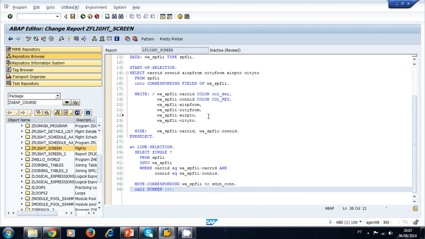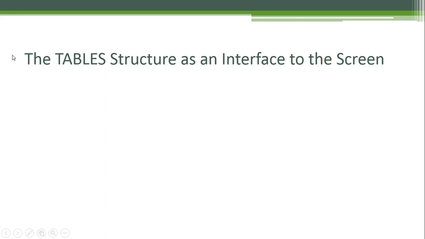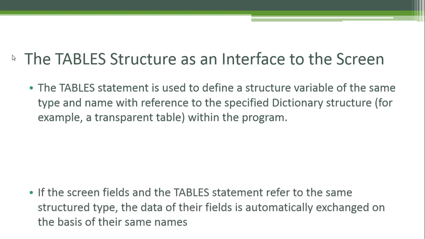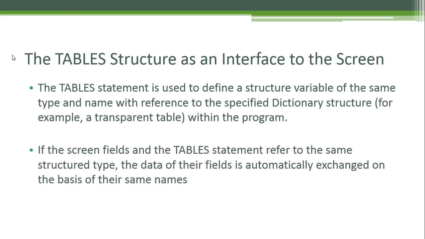Let me tell you a little bit about the tables ABAP statement. The table structure serves as an interface to the screen. The tables statement is used to define a structure variable of the same type and name with reference to the specified dictionary structure, for example, a transparent table, within the program. If the screen fields and the tables statement refer to the same structure type, the data of their fields is automatically exchanged on the basis of their same names.